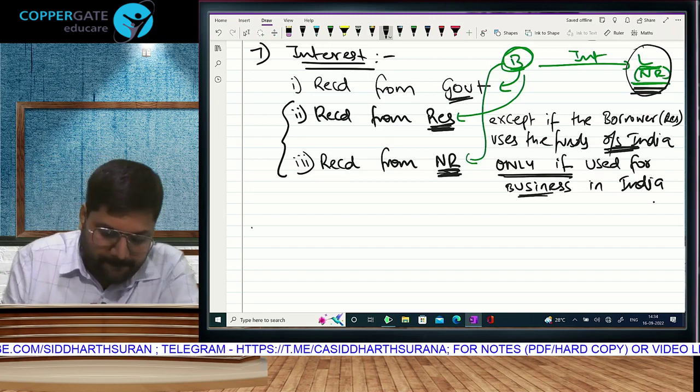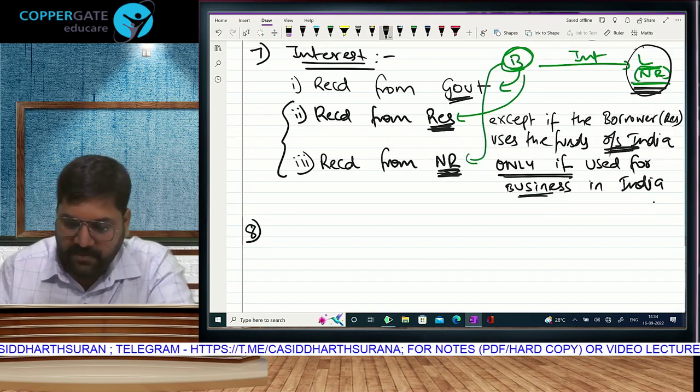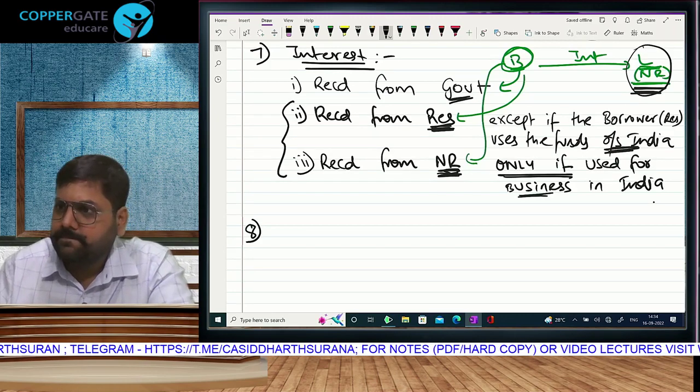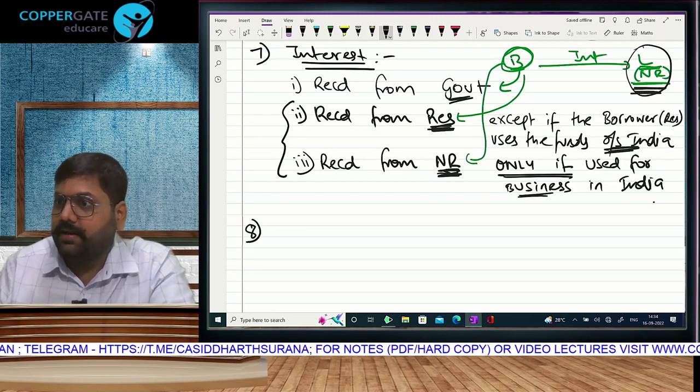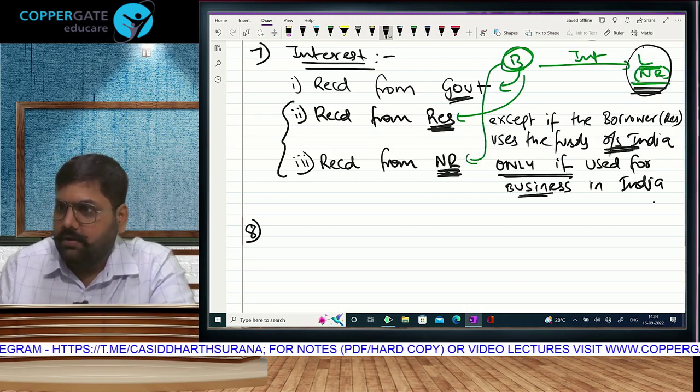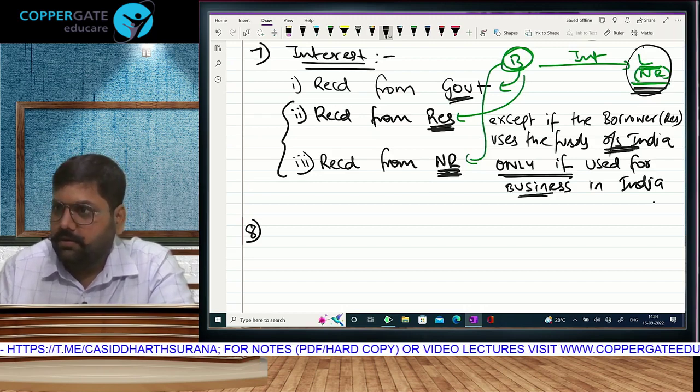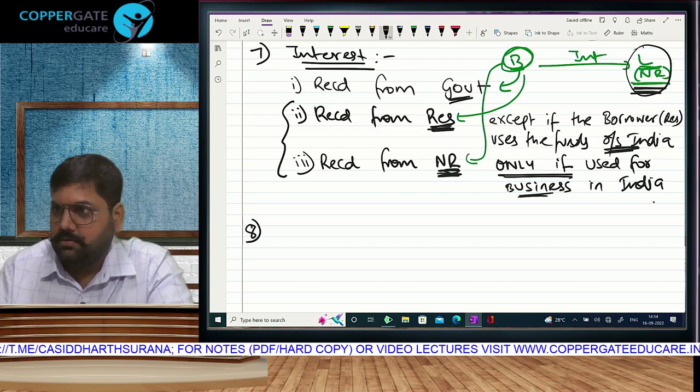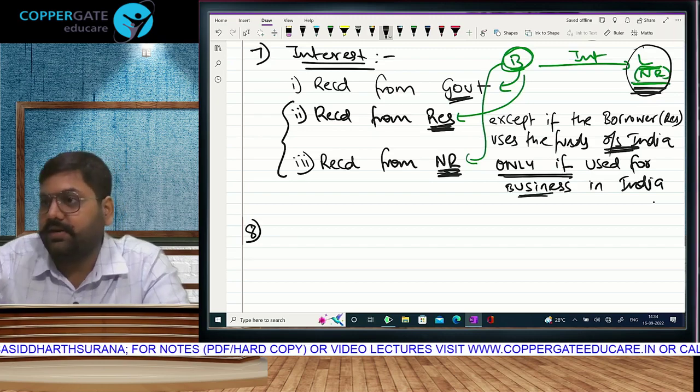First point is applicable only for individuals. Why? Like if India takes a loan from some country. India nahi, government. Yes, and it pays interest. So that will be applicable. Yes, going by what is stated here.